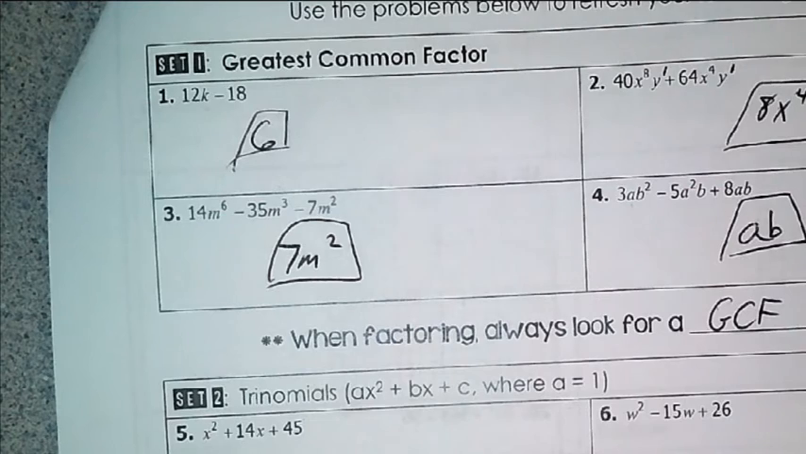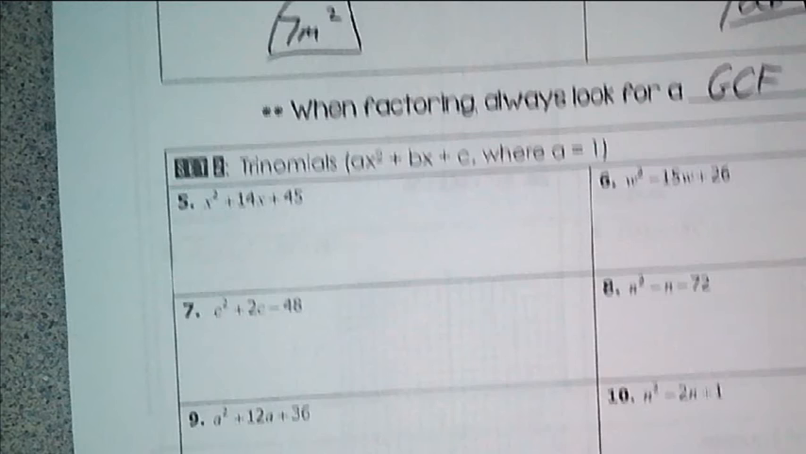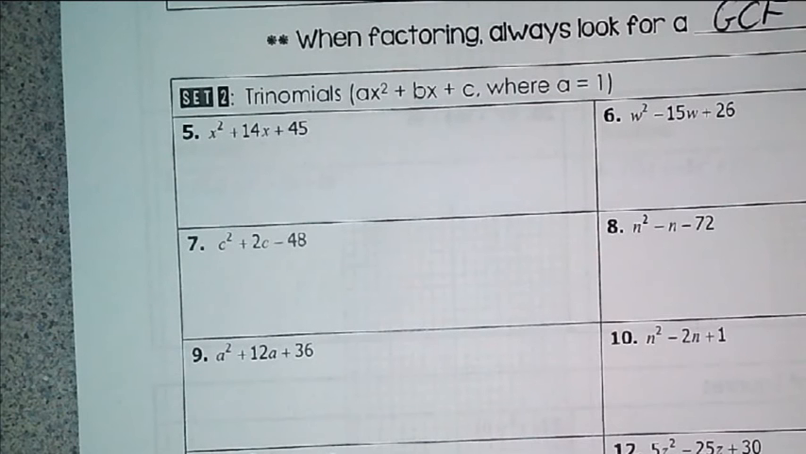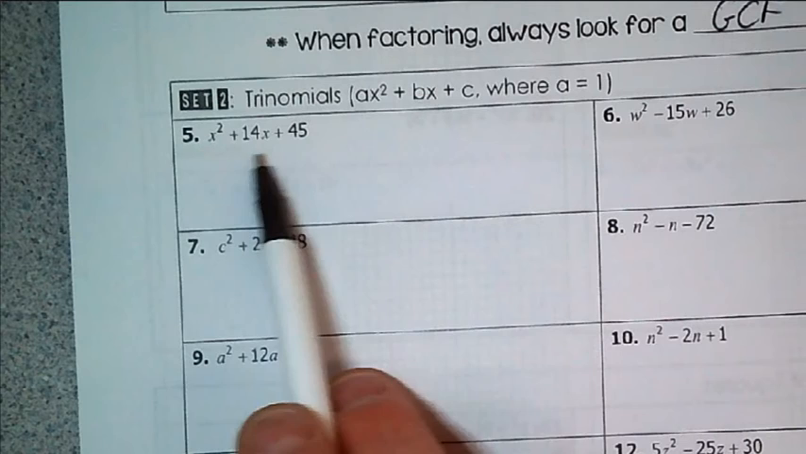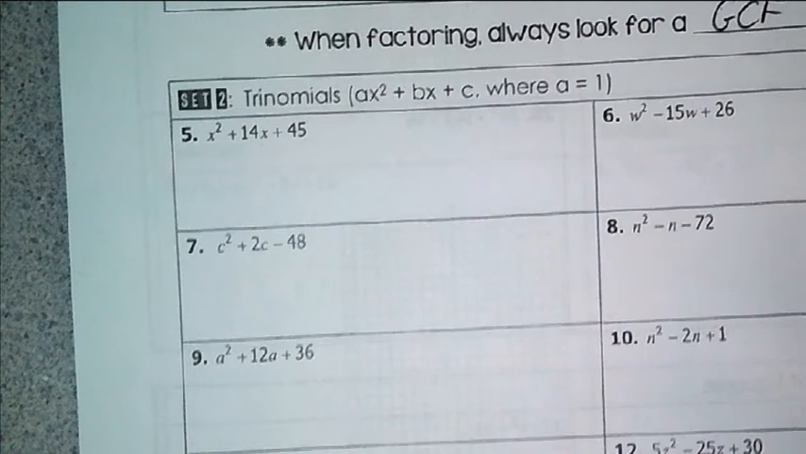Especially if we're dealing with trinomials that might have a number in front, like number 12, a number in front of the squared term, or like number 11, okay? We're certainly looking for GCF in those. If it doesn't have a number in front, if there's not another number other than 1, there's not going to be a GCF between the numerical parts.